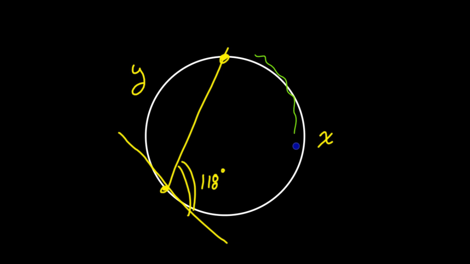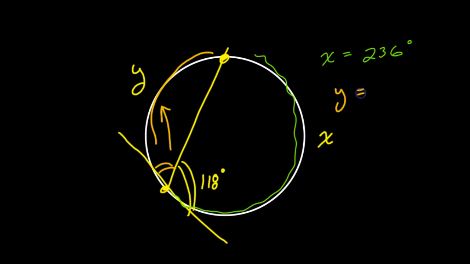X should be pretty easy. That's the arc that it intercepts, so it's just going to be twice the length, which means it's 236. I think the math is right there. Now for y, you got a couple of different options. You could say, well, if that's 118, I could find the supplementary angle and find y that way. Or you could say the full circle is 360, subtract 236 from it. Either way you do it, you're going to get y equals 124 degrees.